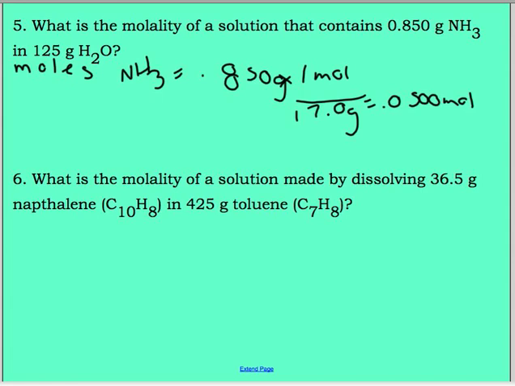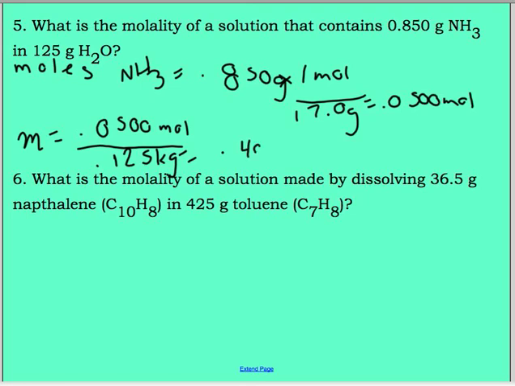And then to actually calculate molality, we get 0.050. So again, that's our moles of solute over our kilograms of solvent, which is 0.125 kilograms. And with sig figs, that is 0.400, and molality is the fancy M.